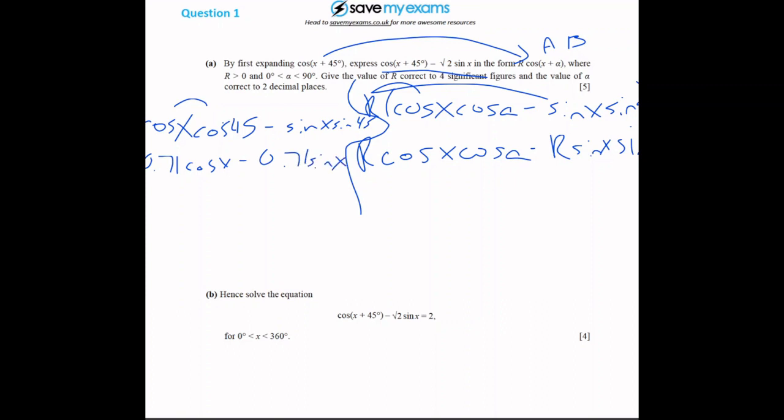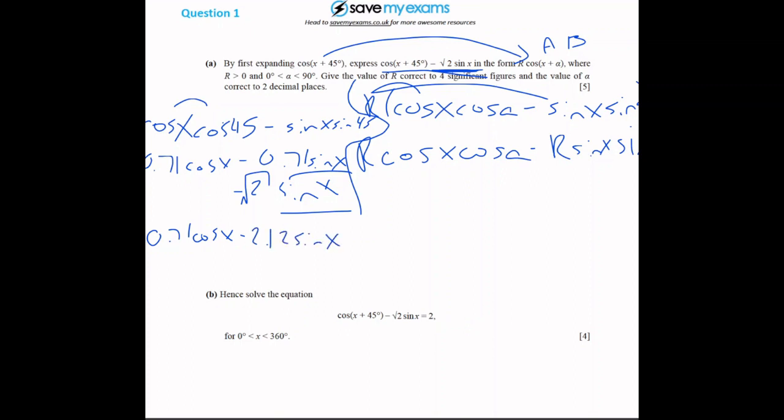But also, it's important to remember that I have minus square root 2 sine x. Oh, I wrote that backwards. I had a square root 2 sine x. Because I have sine x, I'm going to combine these two terms. So I have 0.71 cosine, then negative 0.71 minus square root 2. I just put that in the calculator. That gives me negative 2.12. So minus 2.12 sine x.